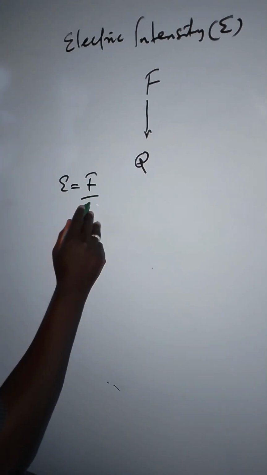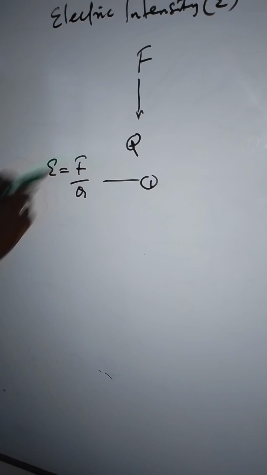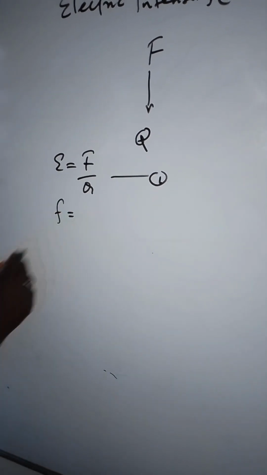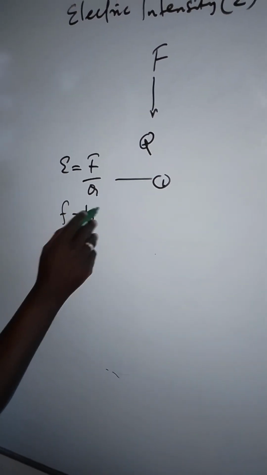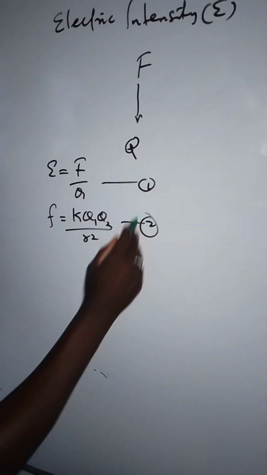F over Q. We call this equation 1. Remember our F from Coulomb's law. We have F is equal to K Q1 Q2 over R squared. We call it equation 2.